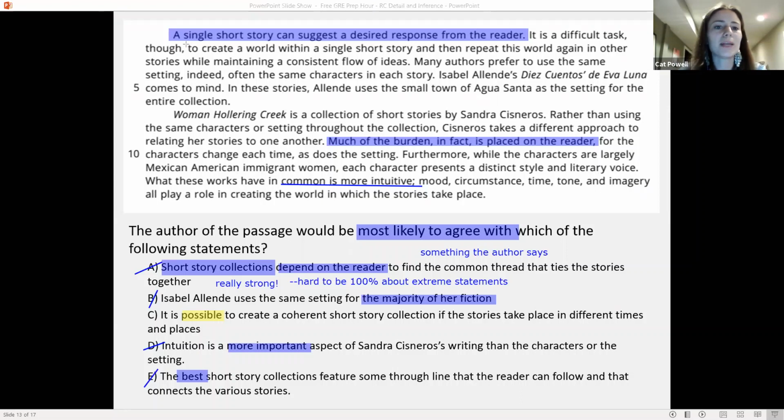I think it's subtle, but we get a little bit up here that it's difficult to create a consistent flow within a story collection. And then we get Sandra Cisneros, who is very different, but she still relates her stories to one another. She's using different characters, different settings, but she's still linking the stories. So there is proof for C in the passage, but it's a lot more spread out and oblique than what we'd see with some of the detail or easier inference questions we've seen, which makes this a tricky question. So as they get harder, think a lot about eliminating wrongs. That's going to get you really far.